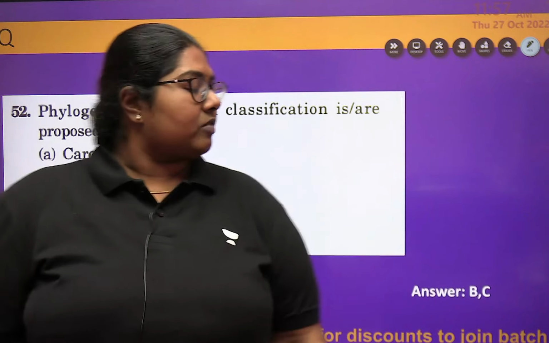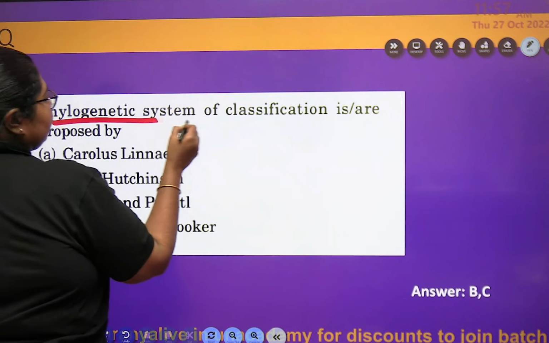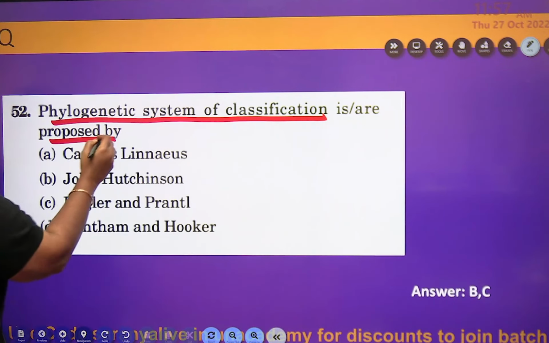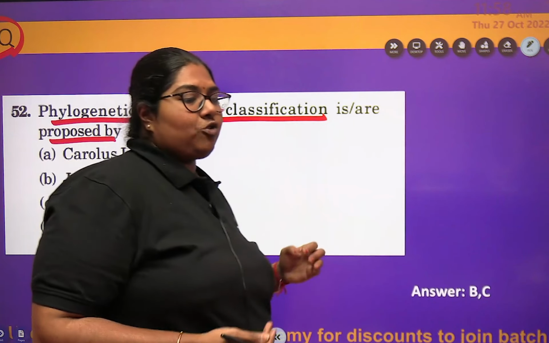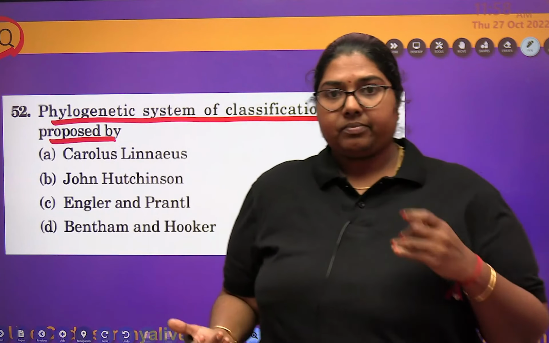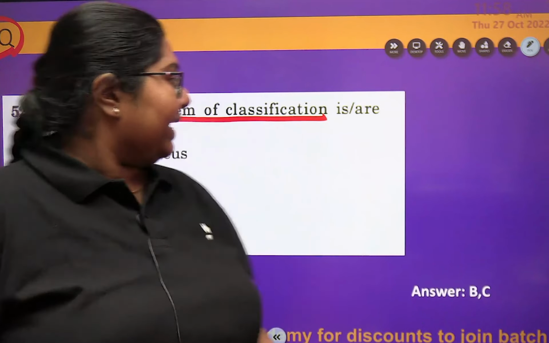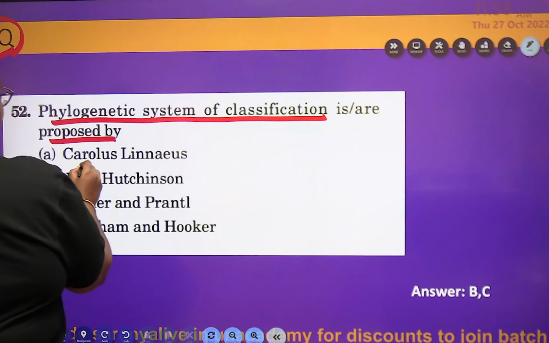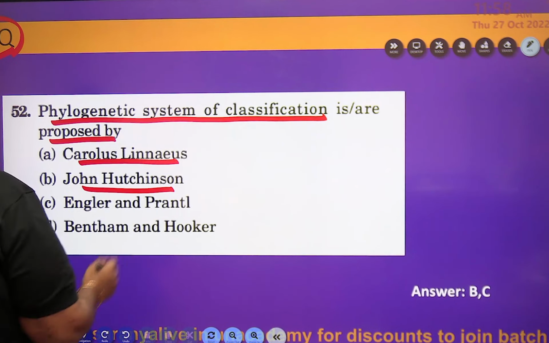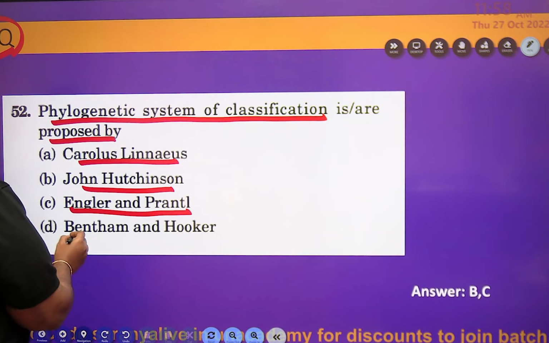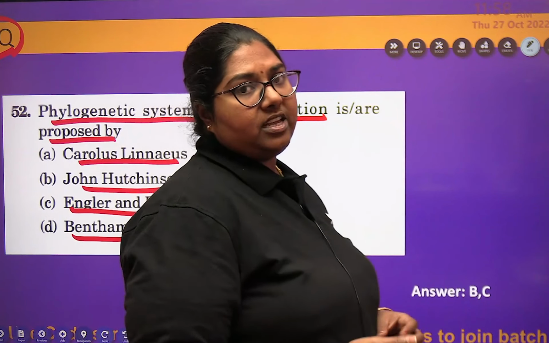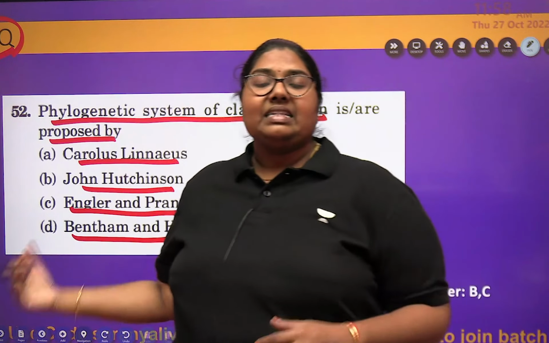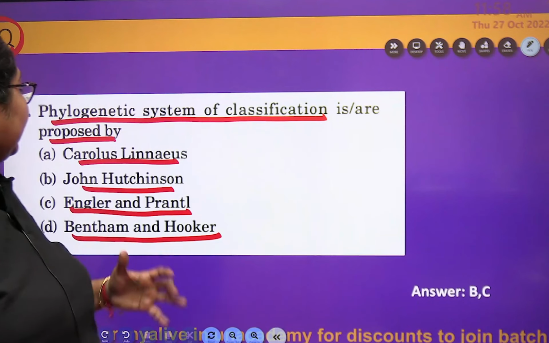Let us see what this question is. The phylogenetic system of classification is proposed by which of the following? This is also a multiple select question, so more than one correct answer is possible. Each of them you have to see with care, then only you will be able to get the correct answer. The options are Carolus Linnaeus, John Hutchinson, Engler and Prantl, and Bentham and Hooker. Which of them proposed a phylogenetic classification?